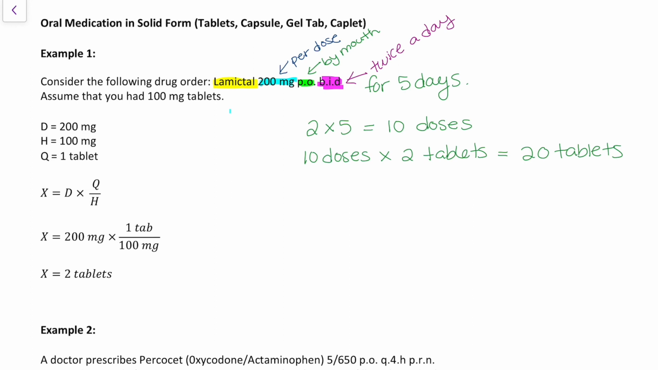Okay, so our first step with these questions is looking at how many tablets per dose. To do that, we're specifically looking at what the medication amount is per dose, and what medication strength I have on hand. And then I'm going to use the other information in the drug order to figure out how many per day, and how many across the whole prescription.